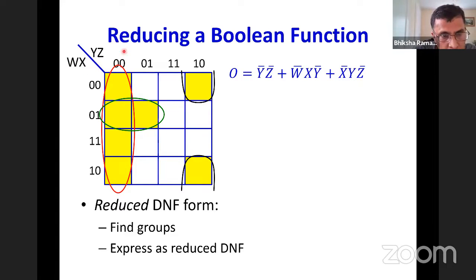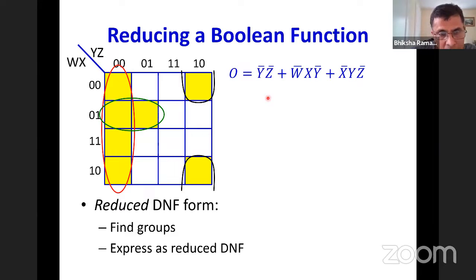So this entire group gives me only one clause, not Y, not Z, which means that the network will fire. The function gives you an output 1 if Y is 0 and Z is 0. Similarly, I can group these two guys, and when I group them, it tells me that the value of Z does not matter so long as W is 0, X is 1, and Y is 0. So this group represents the clause not W, X, not Y. Similarly, I can group these two guys, and I'm going to get not X, Y, not Z.